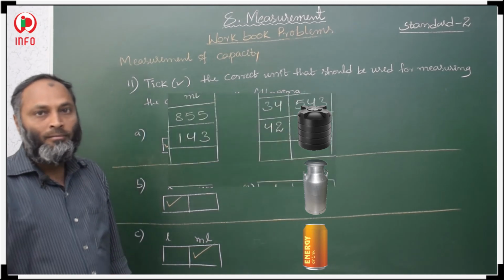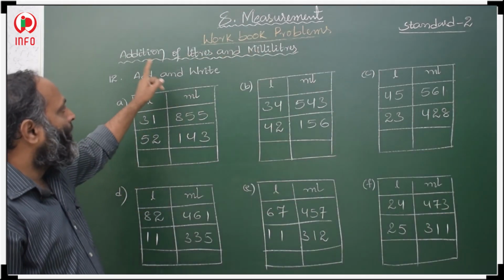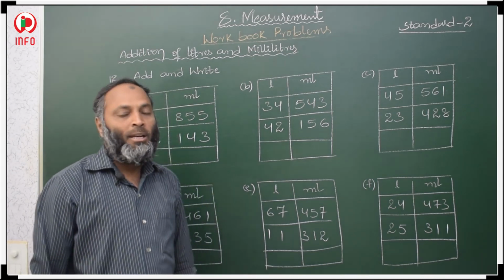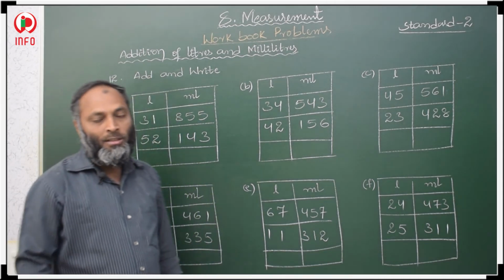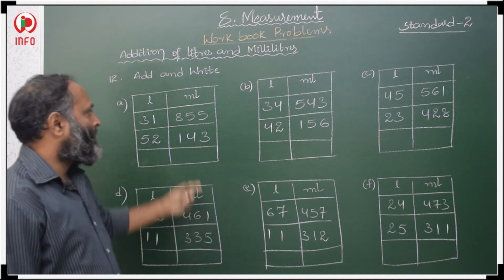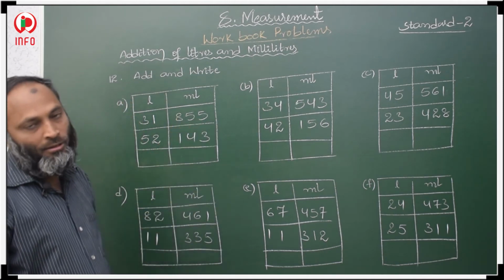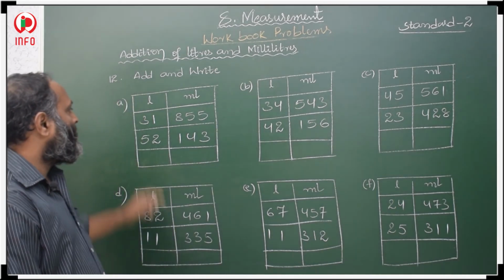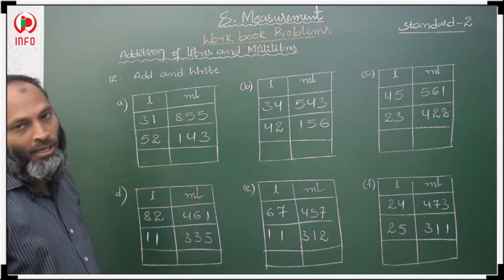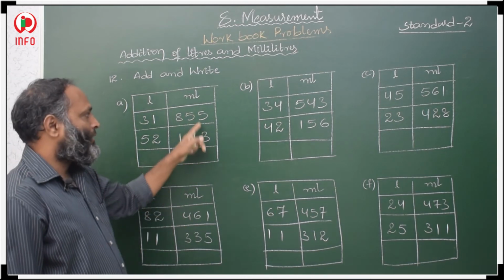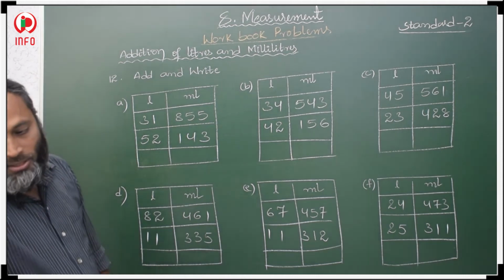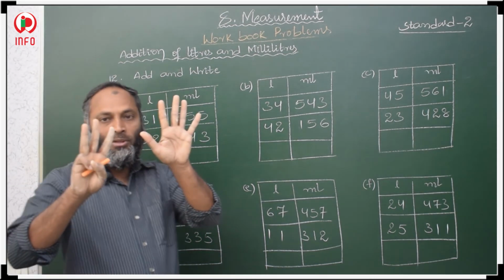Okay, now next, add and write. Addition of liters and milliliters. Now we are going to add liters and milliliters. 1 liter is equal to 1000 milliliters. So that is why in milliliters place, we will get 3 digits. Okay. Now first we have to add milliliters, we have to add the extreme right digit, that is first 5 plus 3. 5 plus 3 how much? 5 plus 3 is 8.